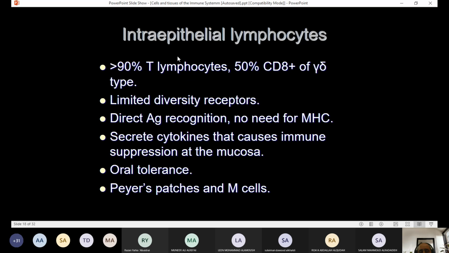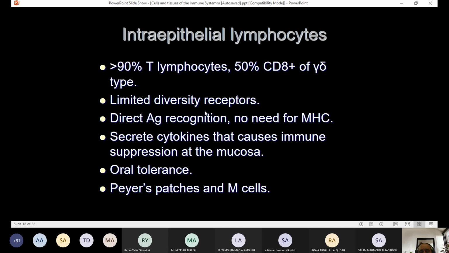We also have what we call the intraepithelial lymphocytes, lymphocytes within the epithelial tissue that can provide protection against infection. Remember we said more than 90% of those are lymphocytes, and approximately 50% of those are of the CD8 plus, and those are of the gamma delta type in our body. There is alpha, beta, gamma, delta, so CD8 are of the gamma delta type.